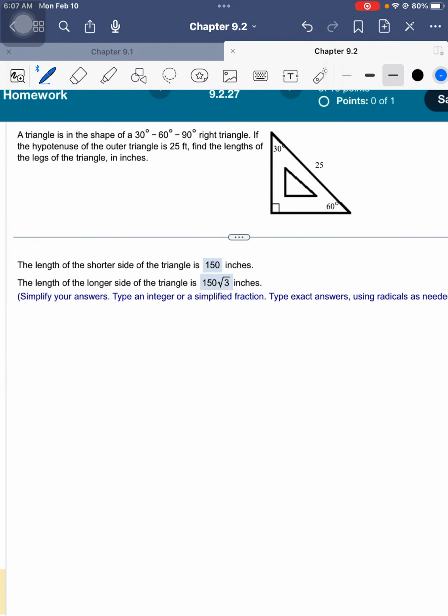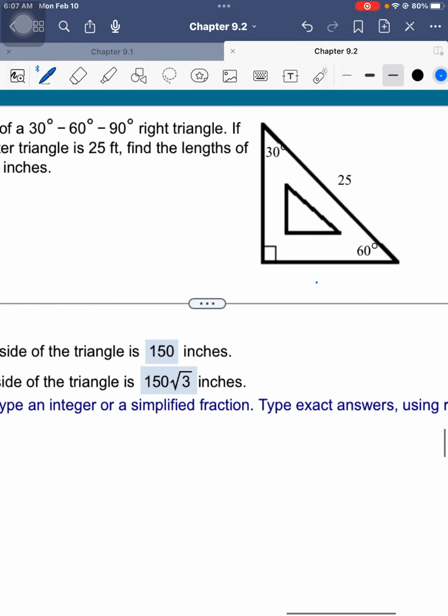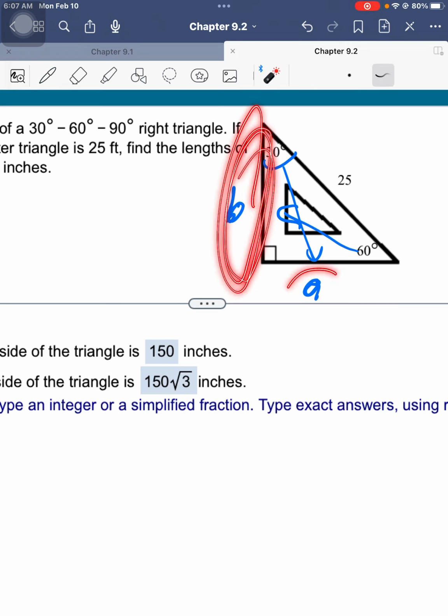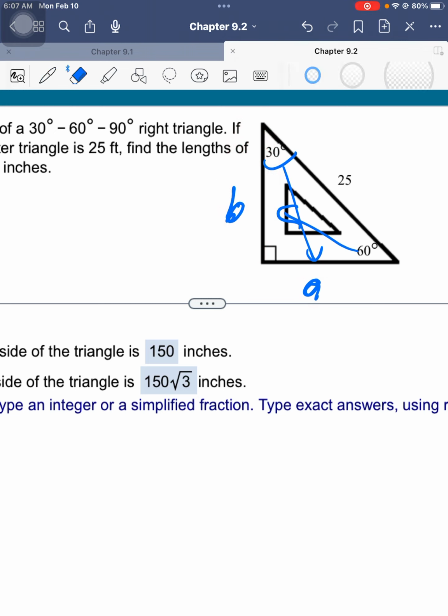Okay. 30, 60, 90 triangle. If the hypotenuse of the outer triangle is 25, find the lengths of the legs of the triangle. Okay, so let's find that. I'm gonna name the shorter side A and the longer side B. How do I know it's the shorter or longer? Because this is corresponding to the 30 and this corresponding to the 60. So this side has to be longer than this side.